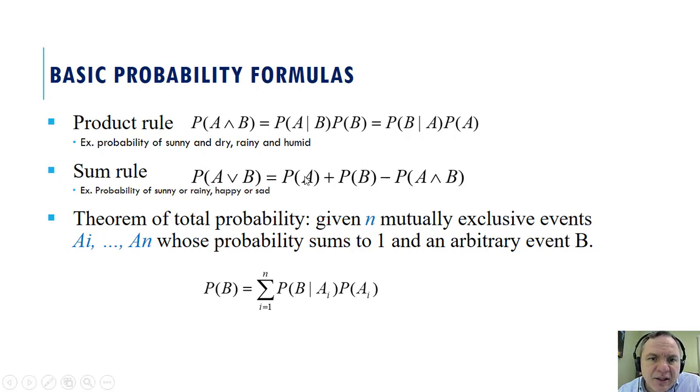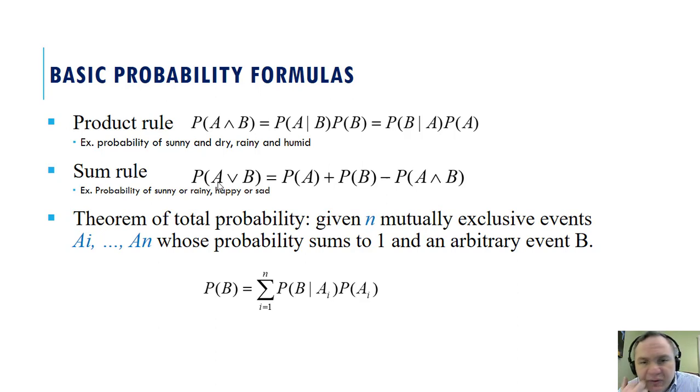So in this case, it's logically the probability of event A plus the probability of event B minus the probability of seeing them together. So here, I either should see A or B. Now, if we go back to the same example, sunny or dry, what is the probability of seeing sunny or dry?